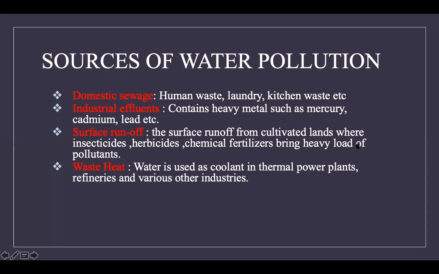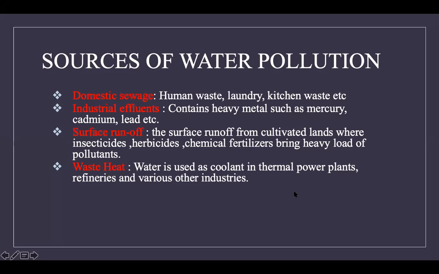And about surface runoff, as we said in the previous slide, in most of the cultivated land, we use a lot of fertilizers, pesticides, and manures for the growth of crops, right? These fertilizers, pesticides, and insecticides contain a lot of chemicals, which will then be washed away from the soil during rain and finally reach the nearby water bodies. This automatically acts as pollutants in water.